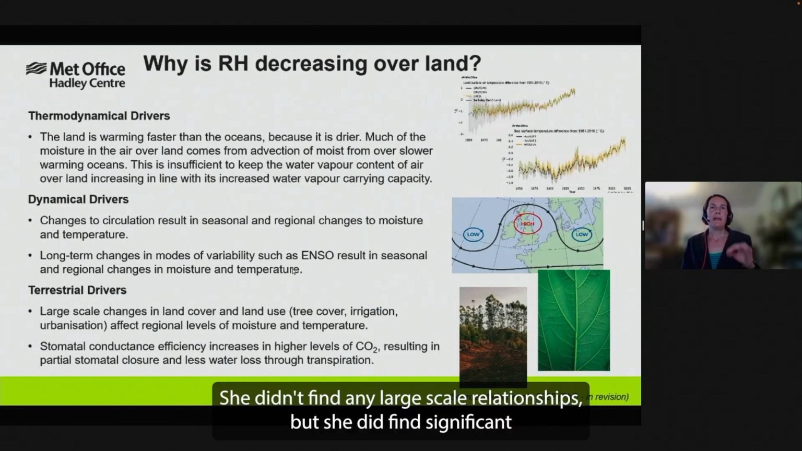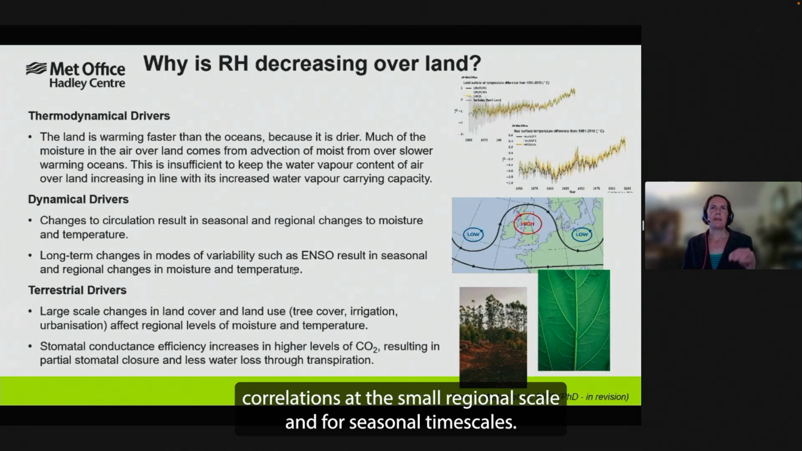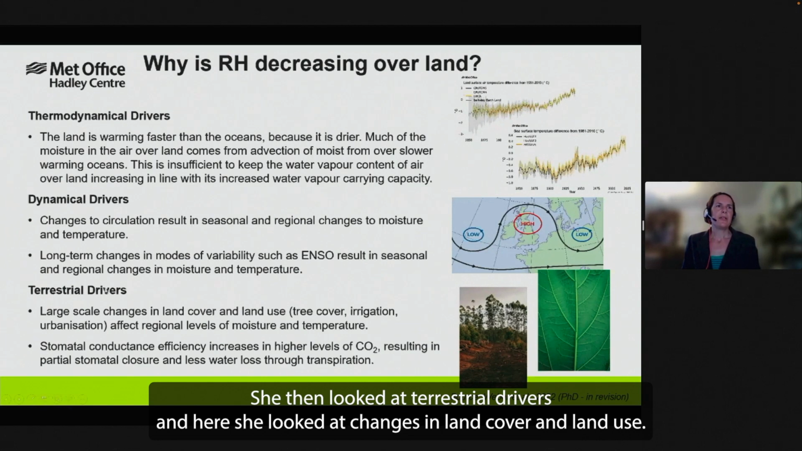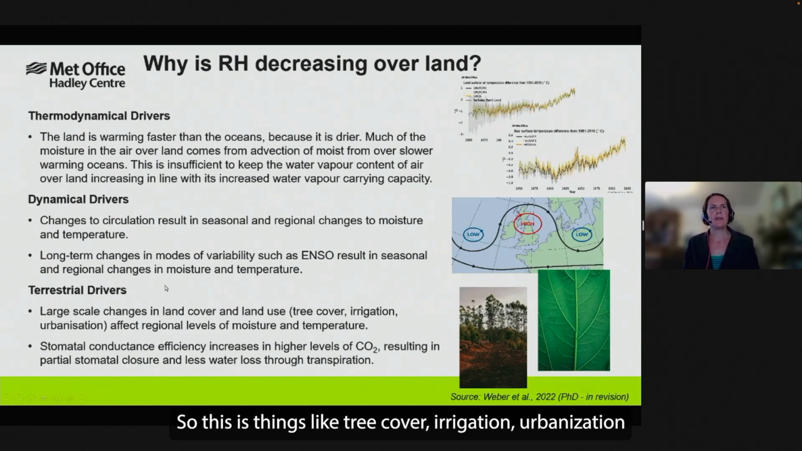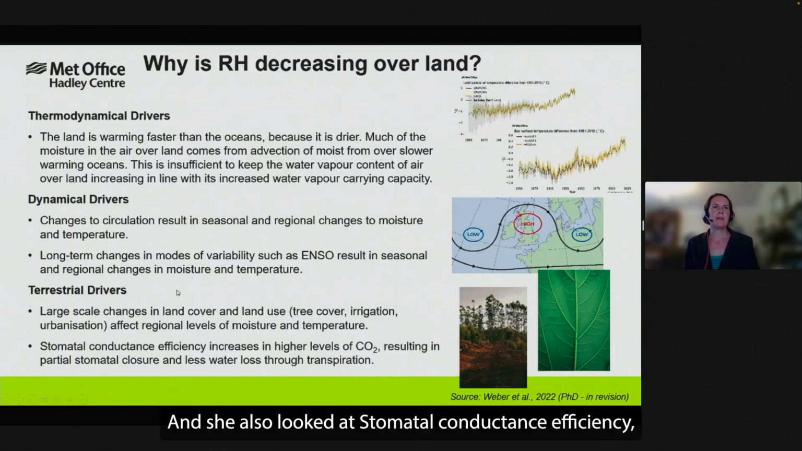She didn't find any large-scale relationships, but she did find significant correlations at the small regional scale and for seasonal timescales. She then looked at terrestrial drivers, and here she looked at changes in land cover and land use. So this is things like tree cover, irrigation, urbanization. And she also looked at stomatal conductance efficiency.